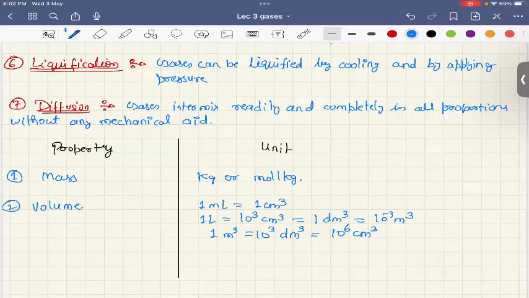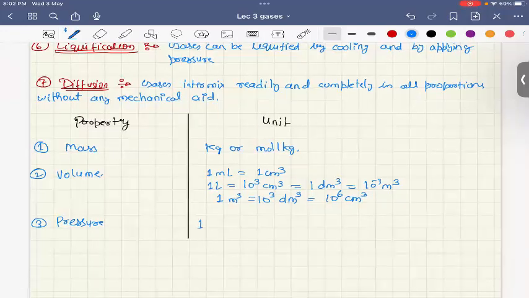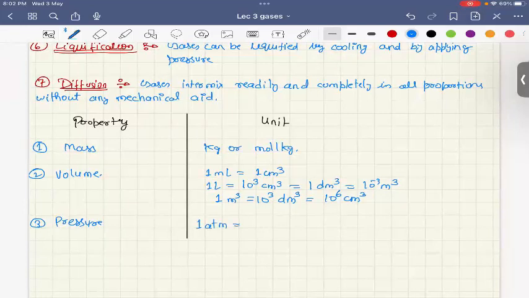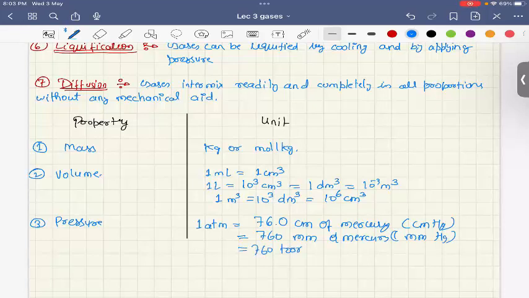Now comes pressure. The third is pressure, and there are various units of pressure, right? 1 atmosphere is the pressure exerted by the atmosphere. This is nothing but 76.0 centimeter of mercury, also known as cm Hg, which is nothing but 760 millimeter of mercury, or mm of Hg, which is nothing but 760 torr.